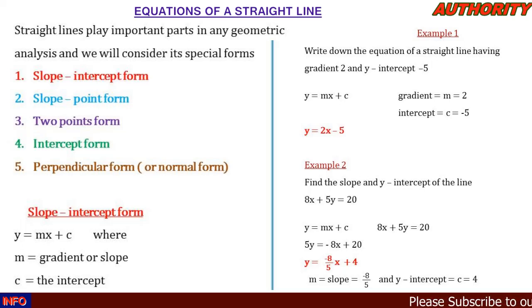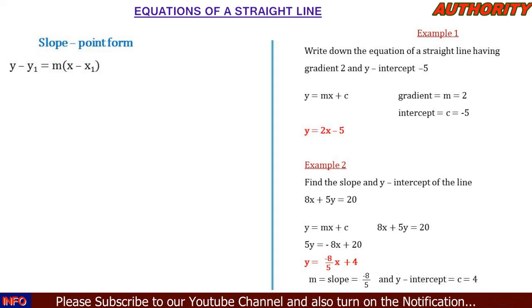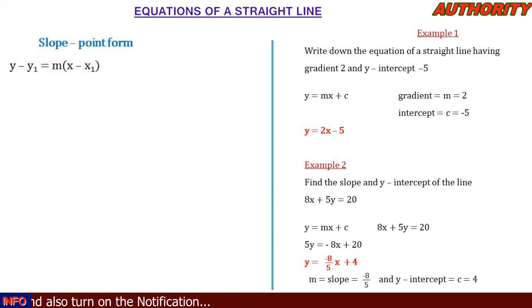That means a slope will be given and then a point will be given to find the equation of the straight line. Okay, now let's go. The formula we are going to use for this slope-point form is y minus y1 is equal to m open bracket x minus x1.